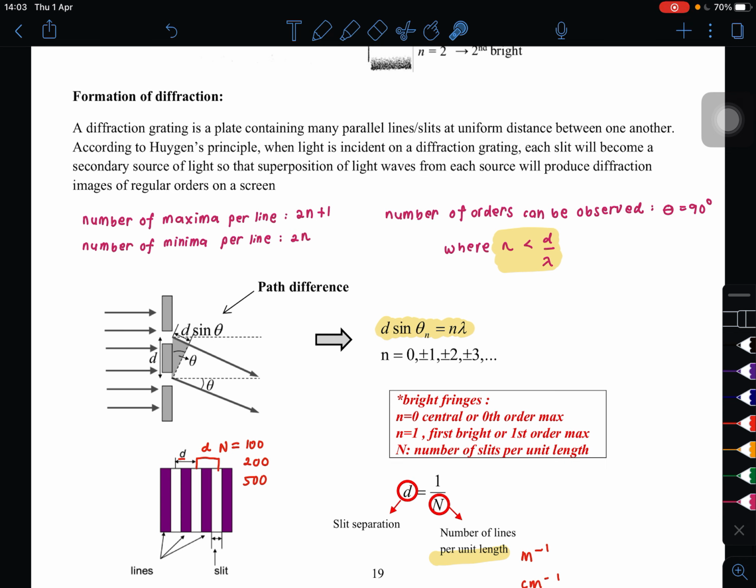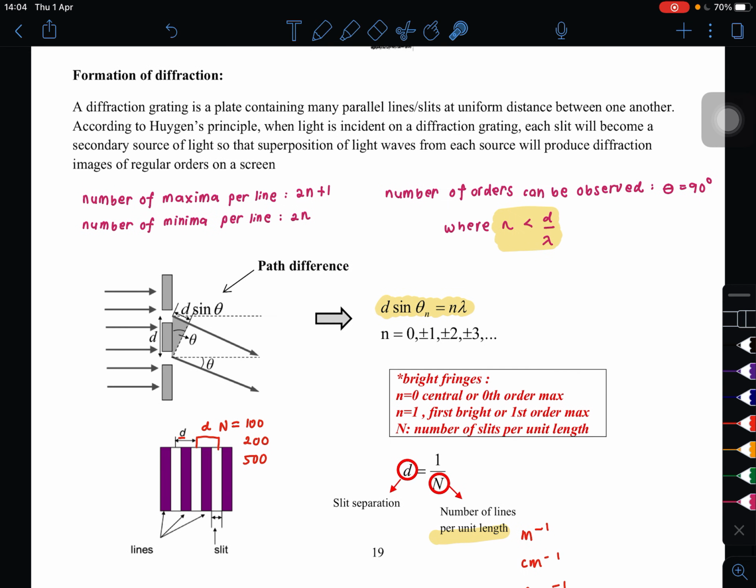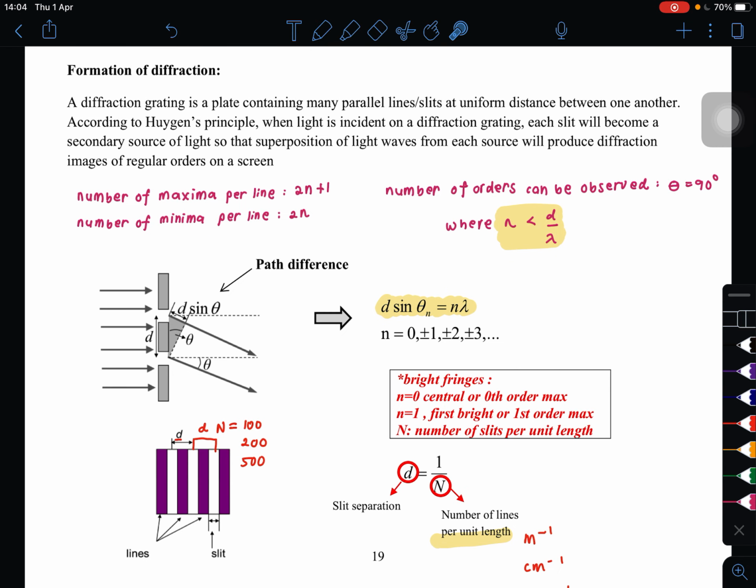So kamu salin nota ni dalam kamu punya nota, which is number of maxima per line is equal to 2n plus 1. Number of minima per line is equal to 2n. And the number of orders can be observed is when angle is equal to 90 degree, di mana n is always less than d over lambda. So this one salin dahulu dekat dalam kamu punya nota, because it's not given. But we are going to use this formula.